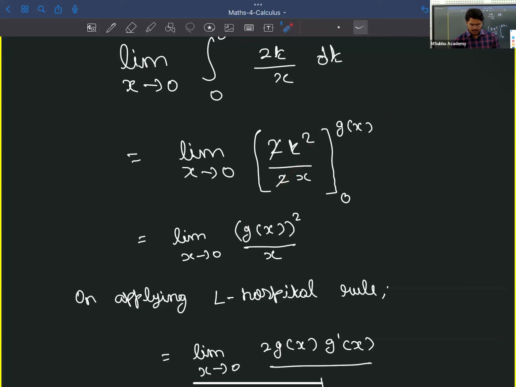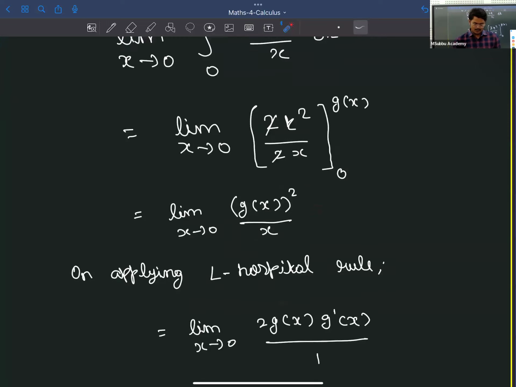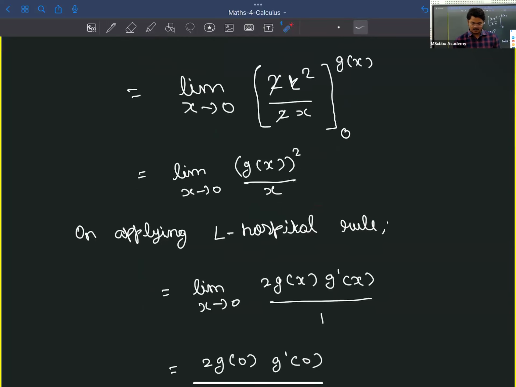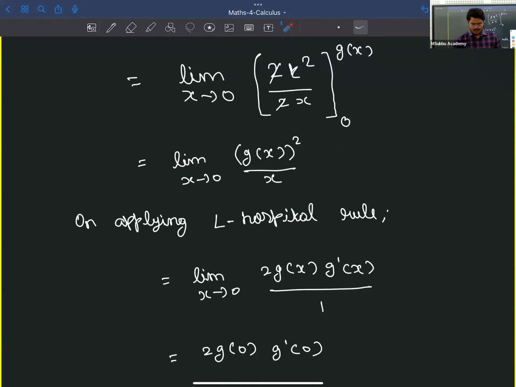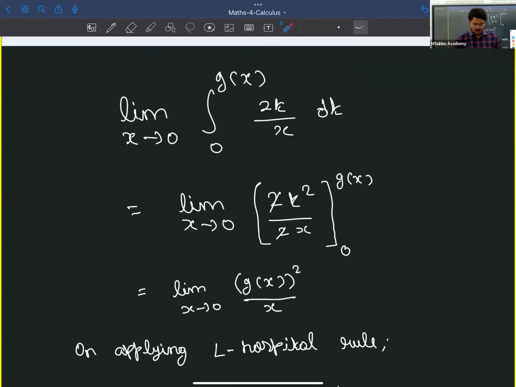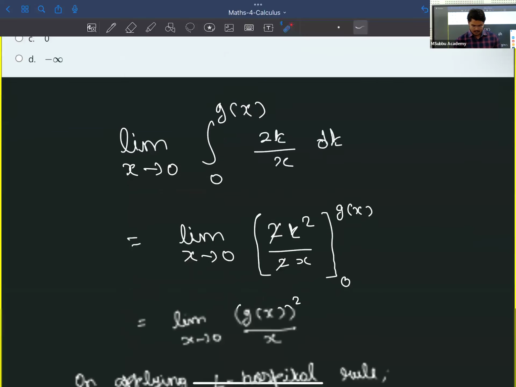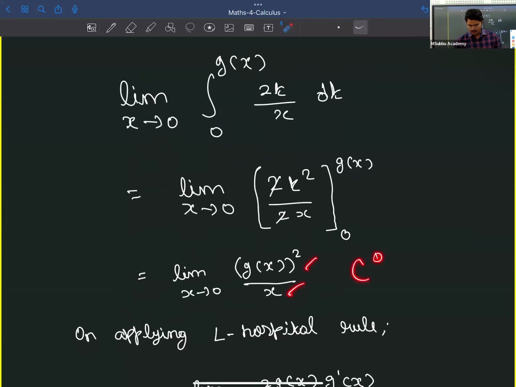So directly substitute g of x. When you substitute g of x, we get g of x the whole square by x. So when you substitute limit x tends to 0, g of x the whole square by x, what do you get? x tends to 0, so g of 0. What is g of 0? 0. So 0 by 0, again 0 by 0 form.